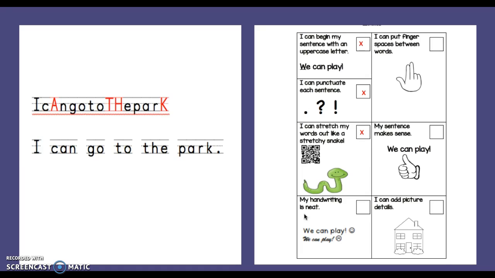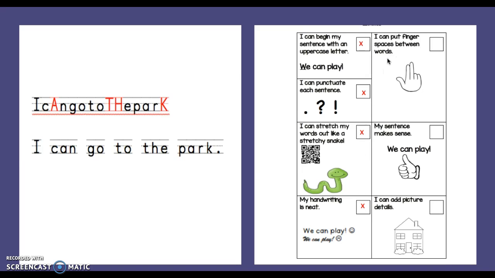My handwriting is neat. Well, I used a computer, so of course mine is neat. But take a quick look at your writing and see if it's nice and neat. Do your letters stop at the dotted line? Do they sit on the bottom line? I hope so. If they do, you can mark this off.